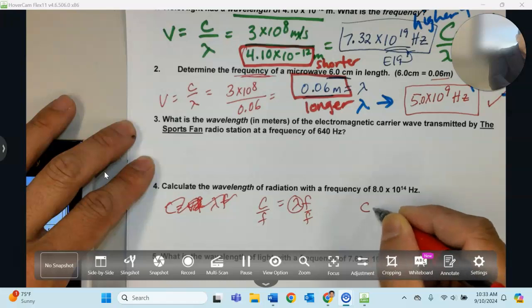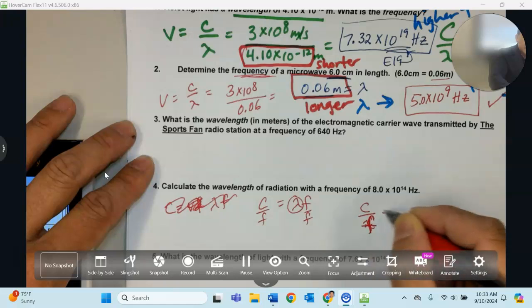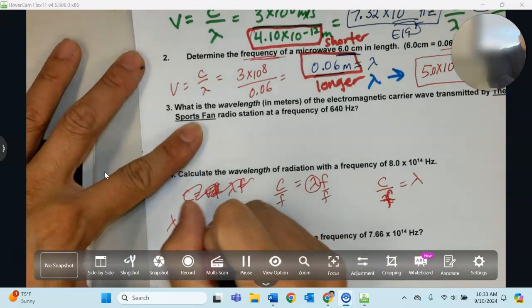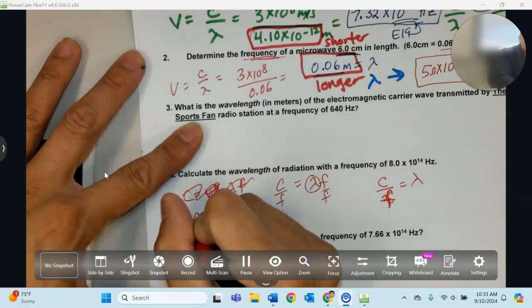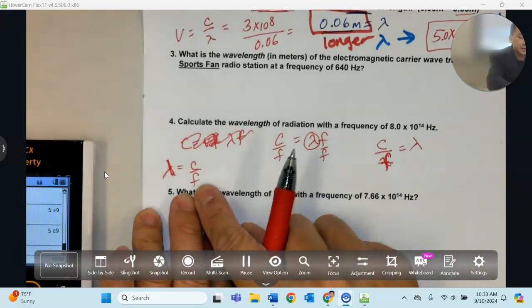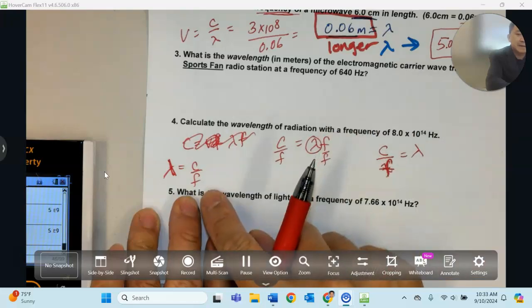C divided by F equals lambda. So lambda equals C divided by F. So if you want to find frequency, it's C divided by wavelength. If you want to find wavelength, it's C divided by frequency.